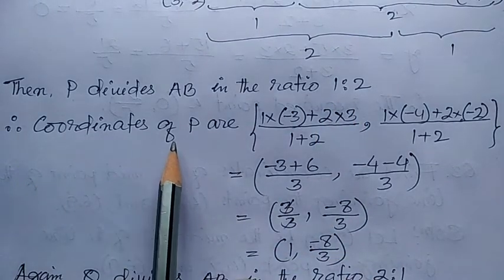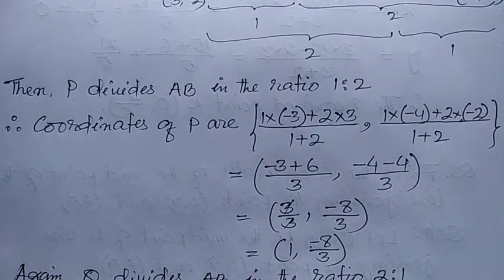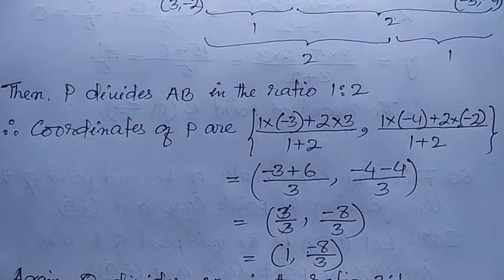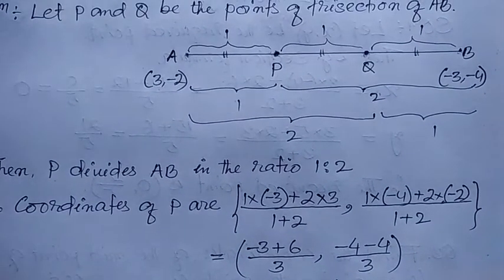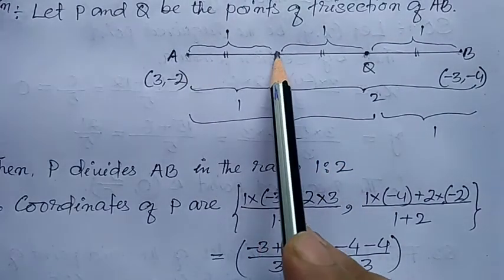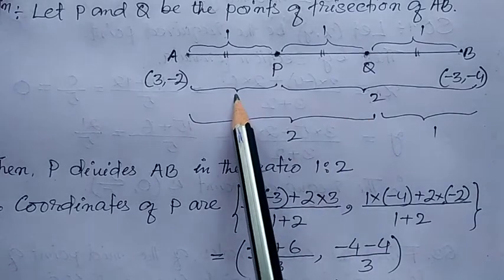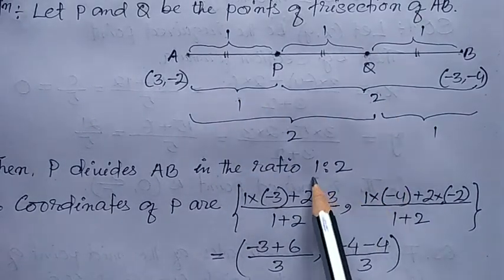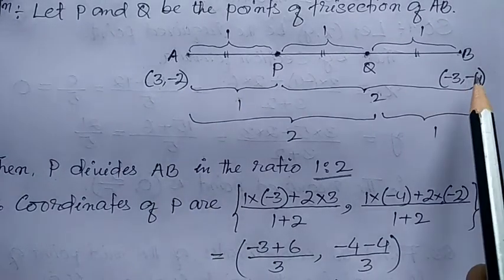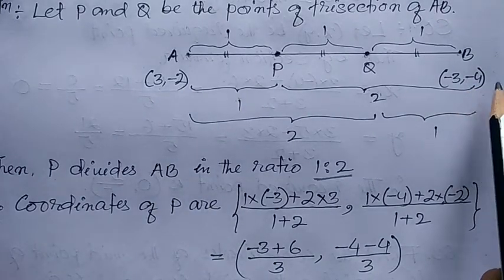Therefore, the coordinates of P are, again we use the same section formula here, but I'm not going to show you again. You have to memorize the formula. The formula is mx2 plus nx1. Here, for this P, m is 1 and n, from P to B, is 2. As you can see, the ratio is 1:2. Then x1, y1 is 3, minus 2 and x2, y2 is minus 3, minus 4.